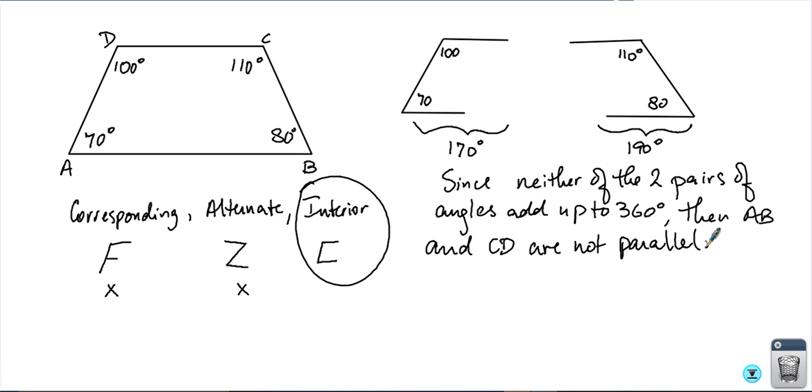Now let's see one where they will become parallel. So what needed to happen for them to be parallel? For example, if instead of 70 here I had, for example, 80 degrees, and if instead of 80 I had 70 degrees, then those two would have been parallel, because I would have formed a pair of 180 degrees here and a pair of 180 degrees there. Okay, let's see another example.